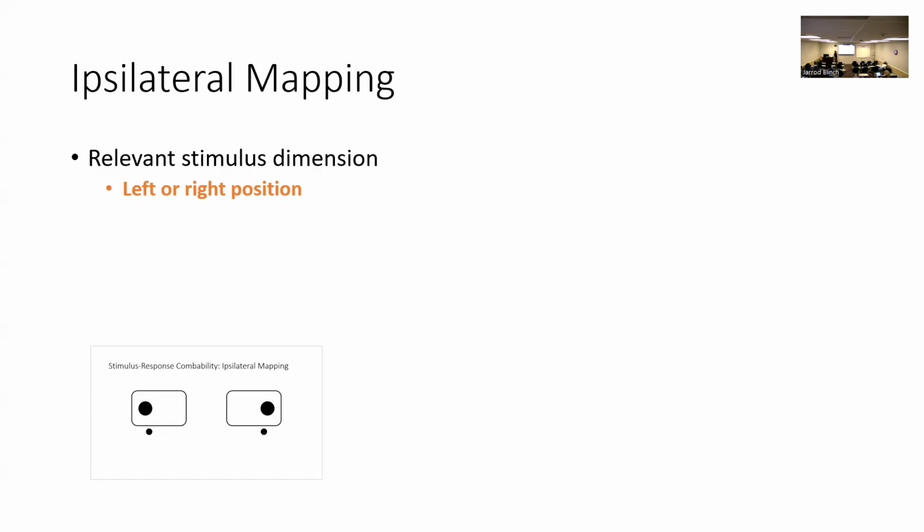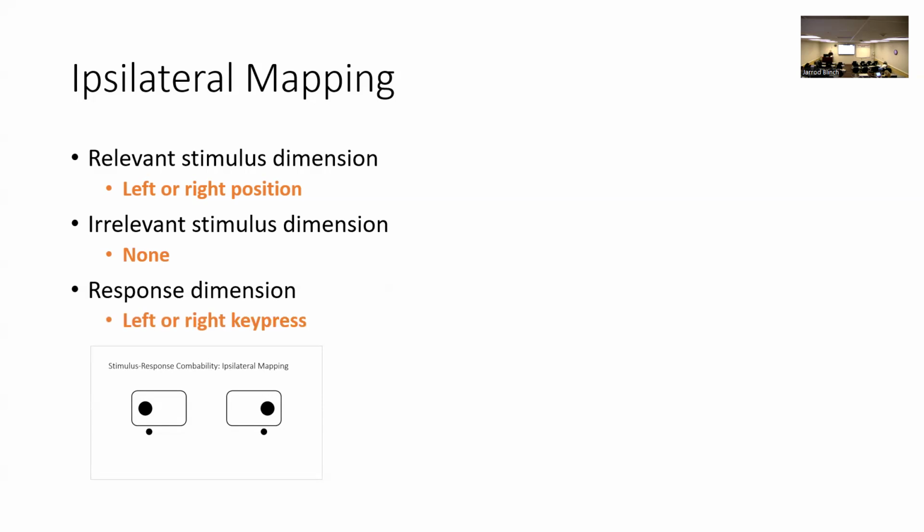So what is the relevant stimulus dimension? What are you paying attention to? Well, you're paying attention, is the stimulus on the left or right? And that's the critical thing of this task. Where is the stimulus, left or right? Are there irrelevant stimulus dimensions? No. So here, there's nothing else to the stimulus trying to distract you. Now, what's the response dimension? Well, the response is left or right. So these are the 3 things that describe the task.